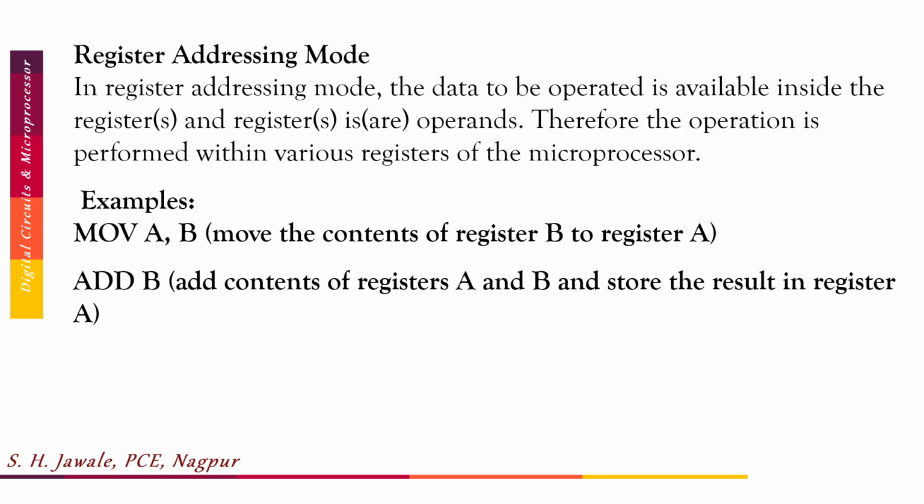Another example is ADD B. Add the content of register A and B and store the result in register A. It means you have to add the contents of registers A and B. Your data is present in a register and the name of that register is given along with the instruction. So this is register addressing mode.